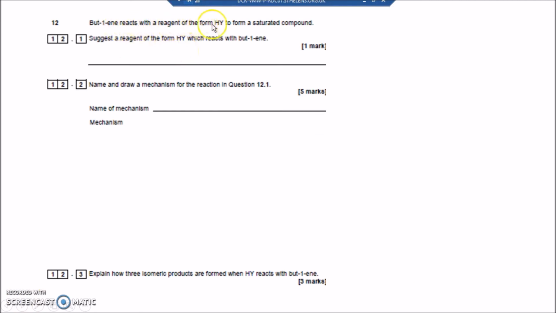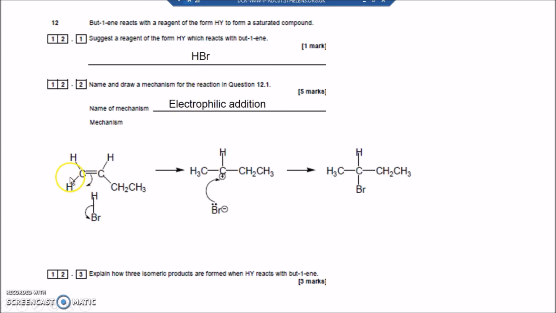Butene reacts with a reagent in the form of HY. There's no such thing as Y. To form a saturated compound, so with single bonds. Suggest a reagent in the form of HY that could react with butene. So the double bond of butene will react with something like hydrogen bromide, HBr. Draw a mechanism. Well, it's going to be electrophilic addition, because this will add across the double bond. And what will actually happen is the mechanism will look like that.